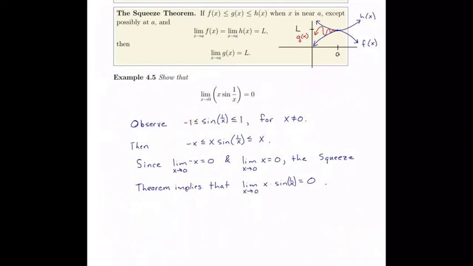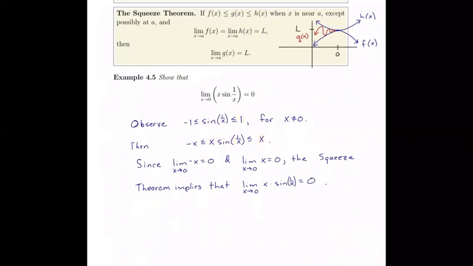Okay, well, that's a good start. Now we've got something that kind of looks like f of x and h of x, but we don't quite have g of x in here. In order to get g of x in here, I just need to turn this function into the one in the limit argument. So I just need to multiply by x on all sides of this inequality. Okay, when I do that, I have -x times -1, I have x times sine of 1 over x, and I have x times 1.